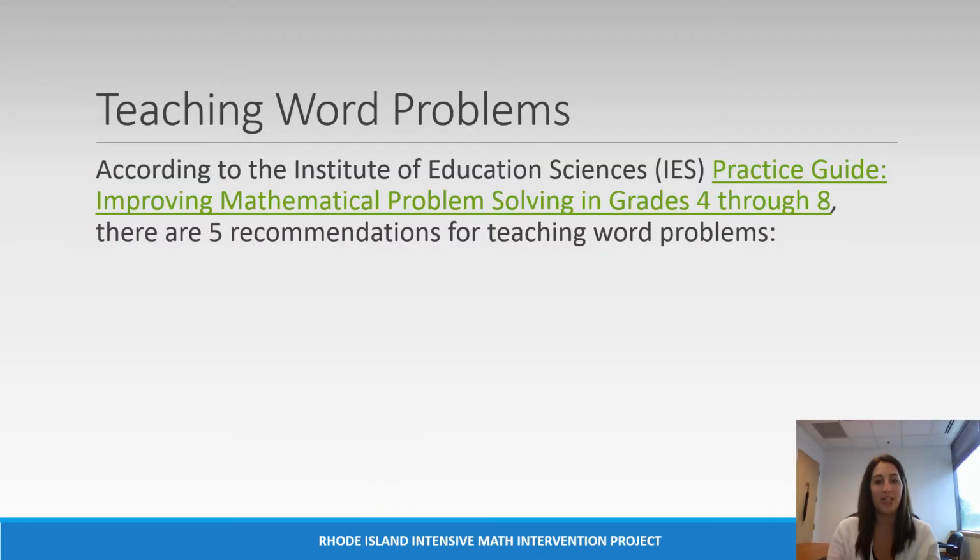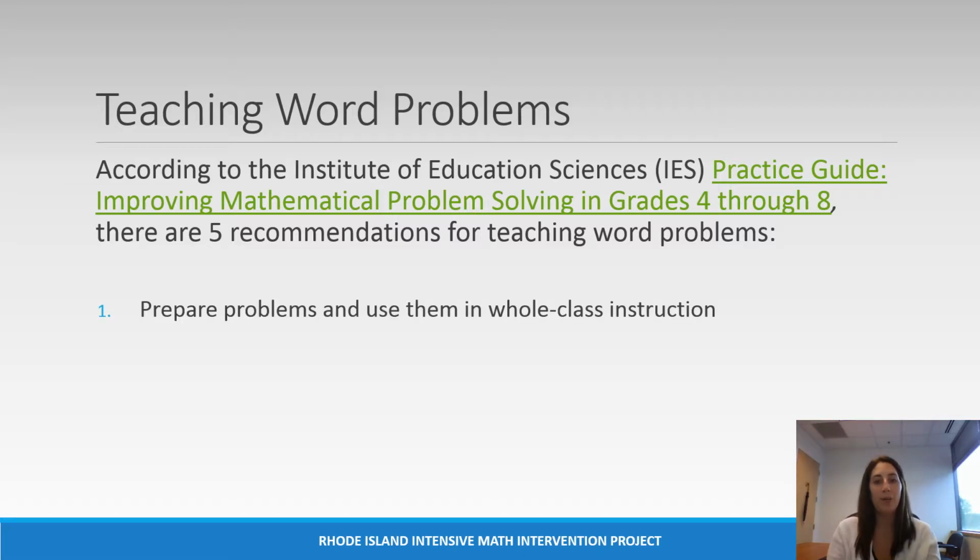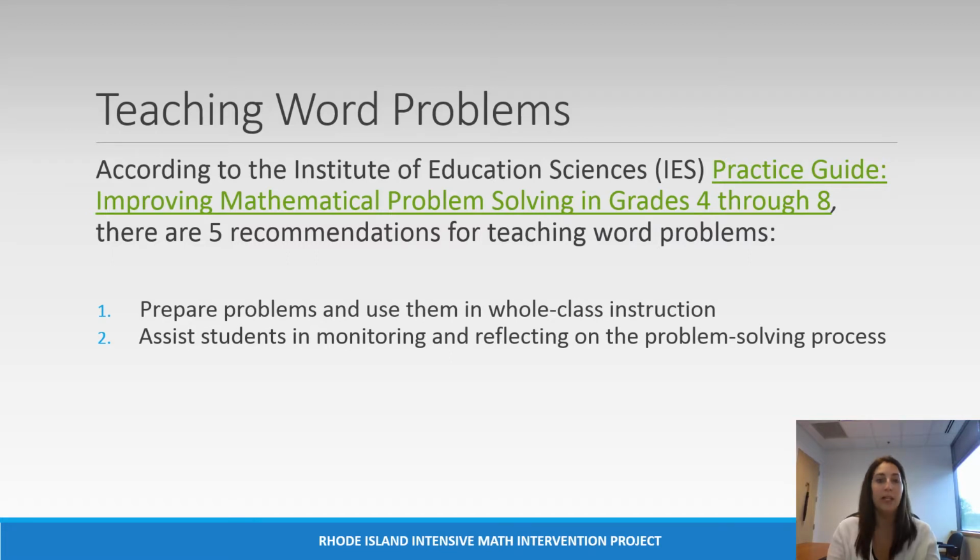The Institute of Education Sciences Practice Guide, which is linked on this slide, has 5 recommendations for teaching word problems to students. Number 1, word problems should be incorporated into whole class discussion, not just saved for individual work or for homework. Teachers should consider students' background knowledge and their interests when selecting word problems. Number 2, students should be provided with opportunities to think through and reflect on the problem-solving process. Posing questions such as, what is this problem asking me to do, will help students master complex problems.